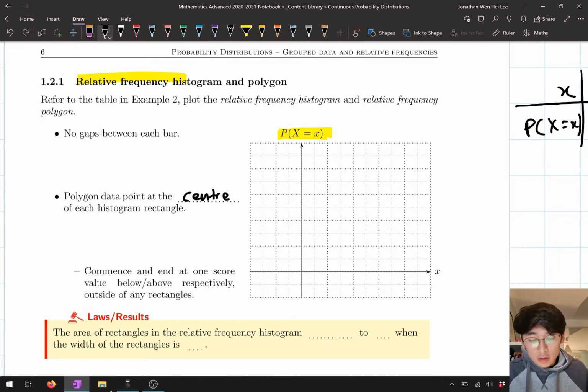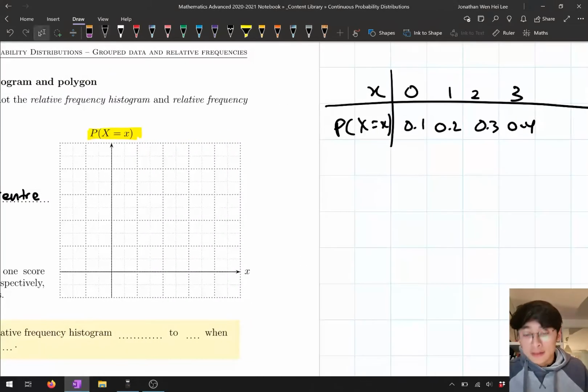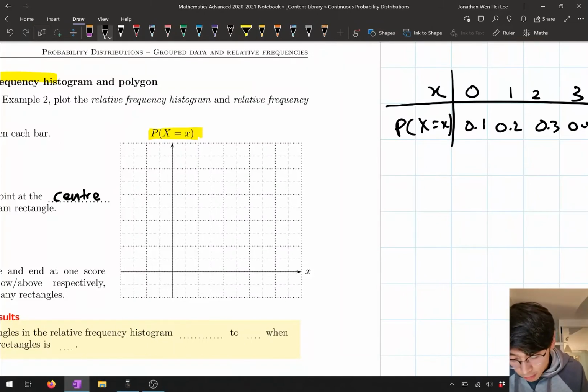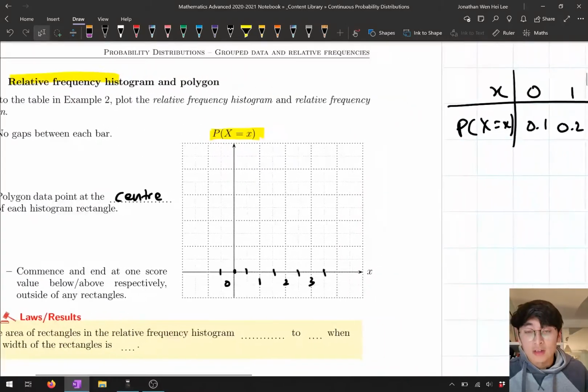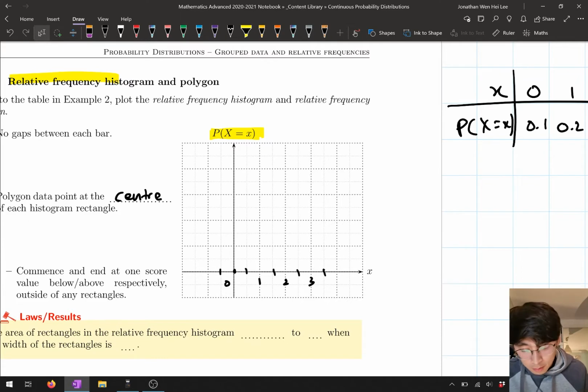So here, we're starting from the first x value, which is 0. On my Cartesian plane, 0 would be over here, and we want to make sure we've got a column either side. The next ones would be 1, 2, 3. We want our columns to be equally spaced and to have the same width, which is why the polygon goes one score value above or below the respective outsides of any rectangle. Now I'm going to draw my columns, and my probabilities go from 0.1, 0.2, 0.3, 0.4.